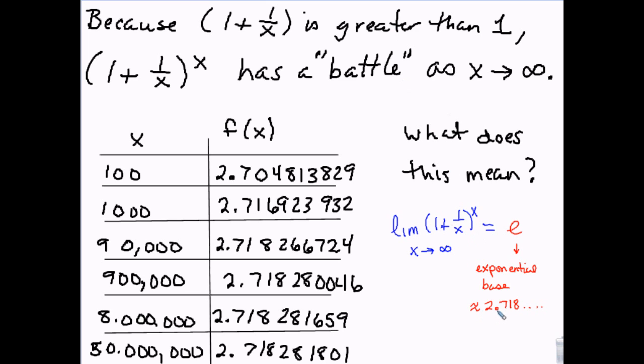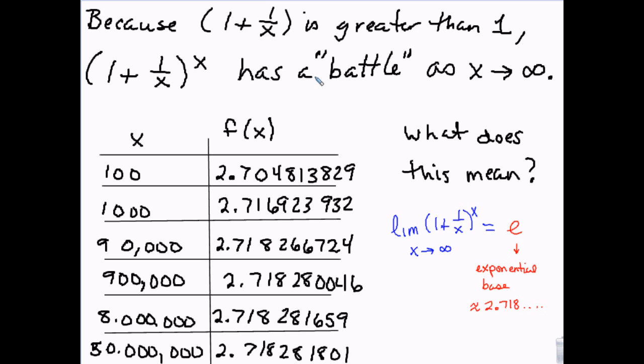So e is the exponential base, and it's about 2.718. It has a longer decimal string, but we round it. Have you heard of logarithms? You have logarithms, and you have different bases of logs. There's log base 10, which is the one we use most often because we're in a base 10 number system. Well, then there's something called the natural log. And e is the base of the natural logarithms.